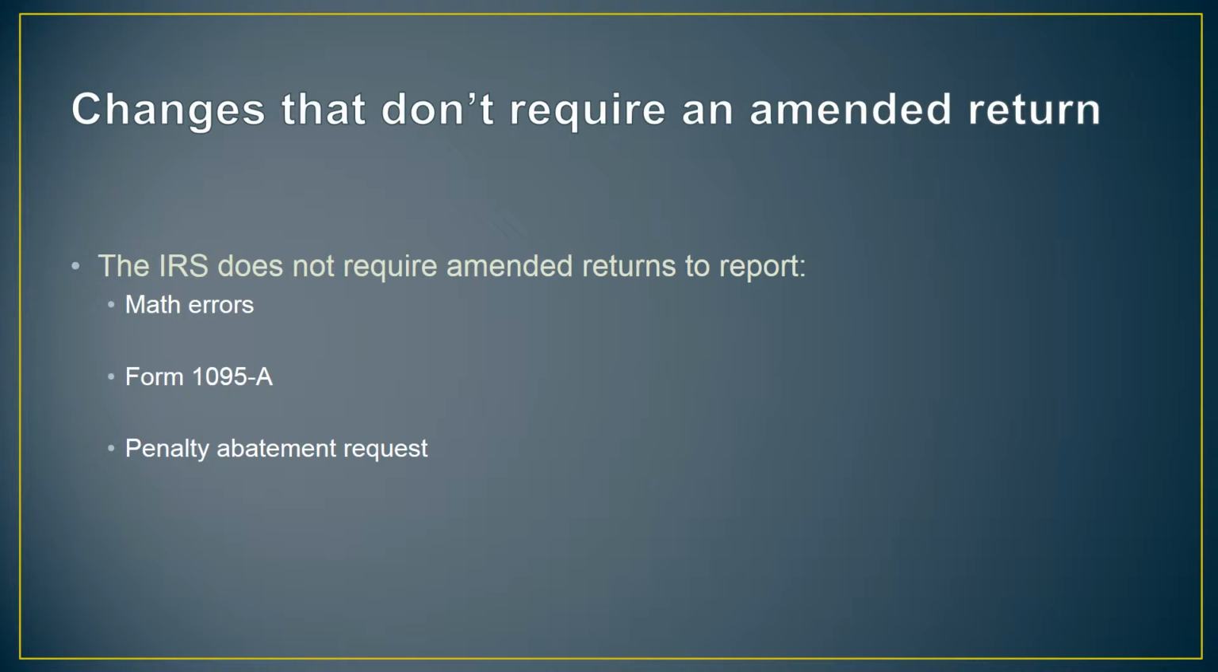So, what kinds of changes don't require an amendment? The IRS does not want you to amend your return to report math errors. They'll just send you a letter. Or if you receive a Form 1095-A regarding health insurance through the healthcare exchange that you left off the return, they have their own procedure for doing that. Or to request an abatement of penalties or interest. That's done through Form 843.